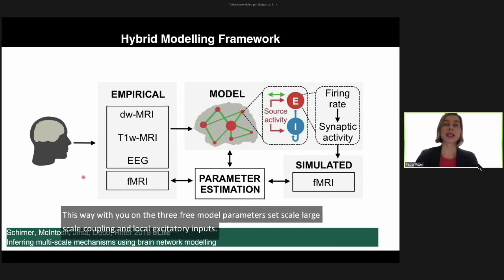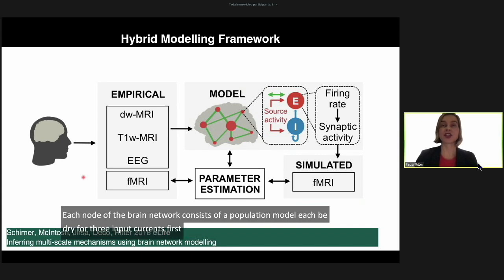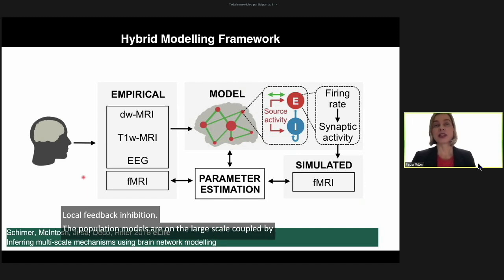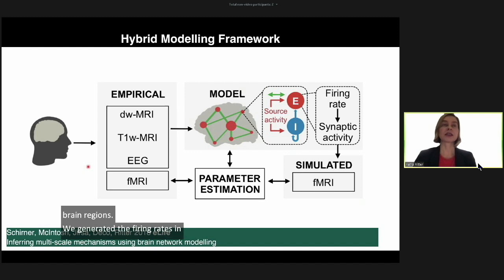Each node of the brain network consists of a population model. Each is driven with 3 input currents. First, the respective region's aggregated EEG source activity. Second, the global network inputs. And third, local feedback inhibition. The population models are on the large scale coupled by the structural connectome, taking into account the connection strengths between different brain regions. We generate the firing rates and synaptic activity time series that underlie the fMRI predictions.